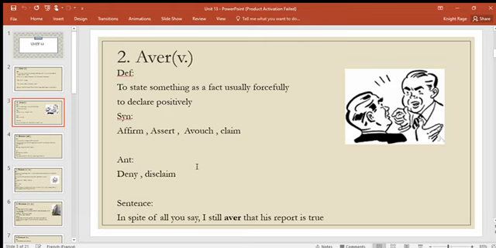Synonym: affirm, assert, vouch, claim, or also to avow. Antonym: deny, disclaim, or disprove. An example: in spite of all you say, I still aver that his report is true. A second example: the witness averred that he had seen the suspect run away with the cash.